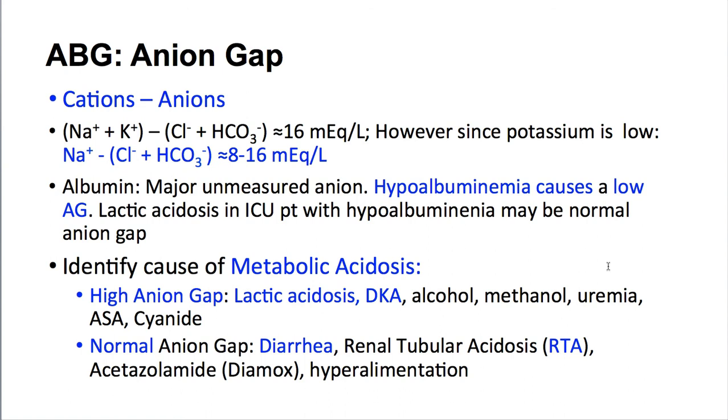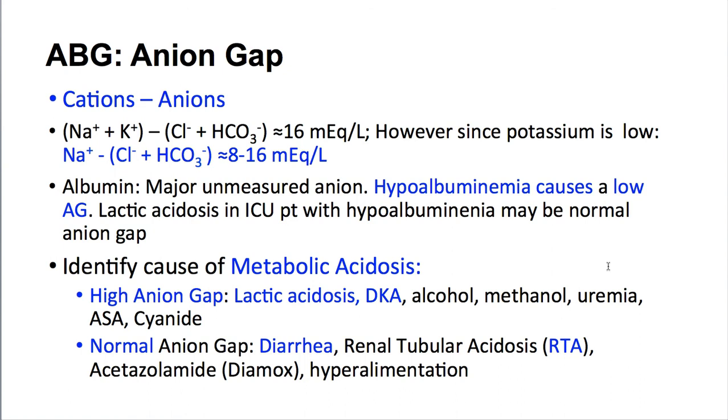Your anion gap is your cations minus your anions. And your major cations that are used in anion gap calculation are sodium and potassium. But potassium is so low, a small component of this, i.e. 4 versus sodium, which is 140, that we can throw out the potassium and just use sodium as the cation side, and on the anion side use chloride plus bicarbonate. And the sodium minus chloride plus bicarbonate, cations minus anions, gives you a value normally of about 8 to 16.